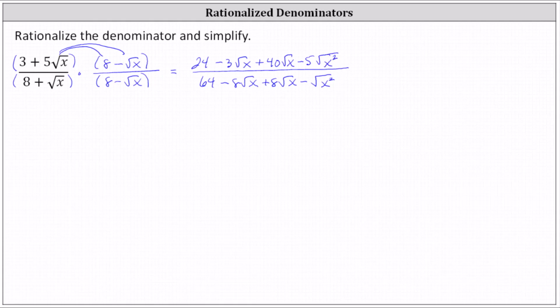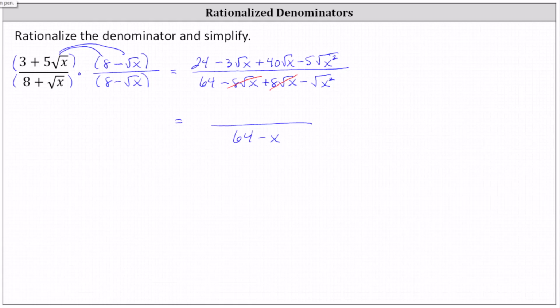And now let's begin to simplify. In the denominator, notice we have negative 8 square root x plus 8 square root x. These two terms are opposites, and therefore the sum is 0. And we are assuming x is greater than or equal to 0 because of the original expression, and therefore the square root of x squared is equal to x. The square root undoes a squaring, and the denominator simplifies to 64 minus x.